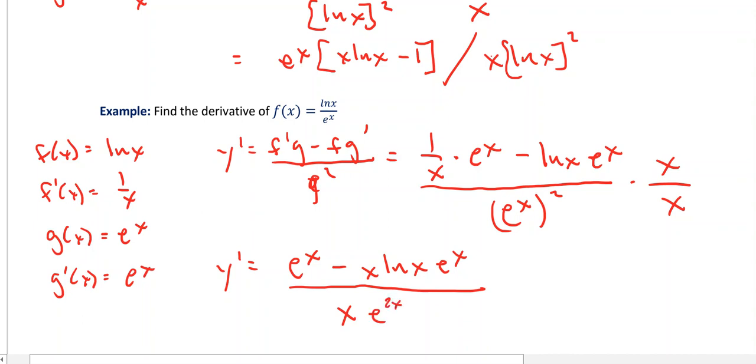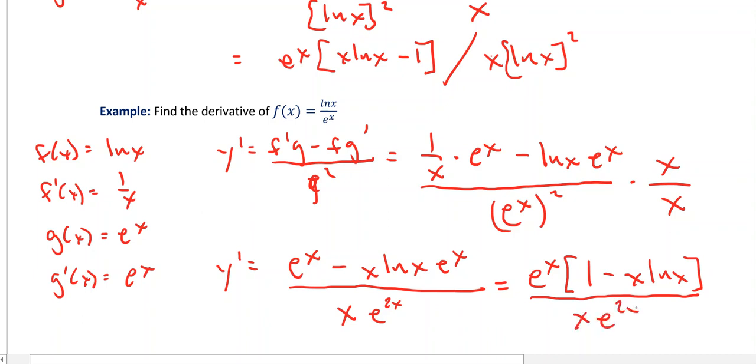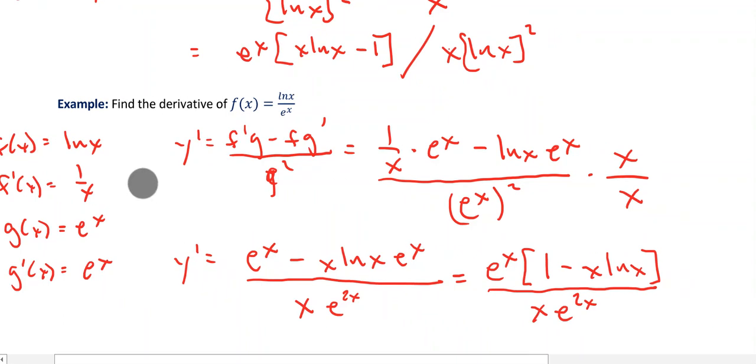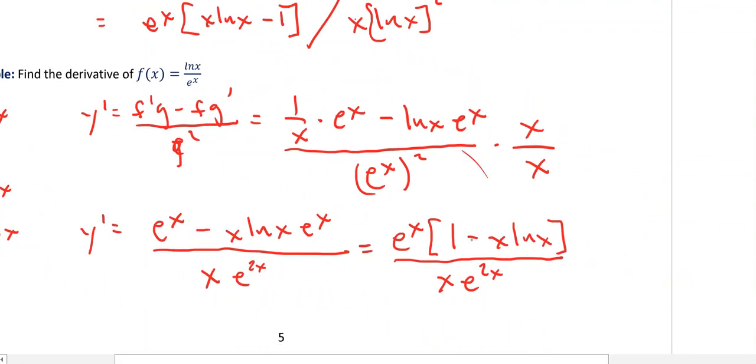And then finally, factoring an e to the x out of the numerator, we get 1 minus x log of x all over x e to the 2x. Oh, and we can do one more thing. We can do a little canceling here, because we have 2 e to the x's in the denominator and 1 in the numerator. That cancels with one of these. So we're just going to end up with 1 minus x log of x all over e to the x. All right, and that is the quotient rule.